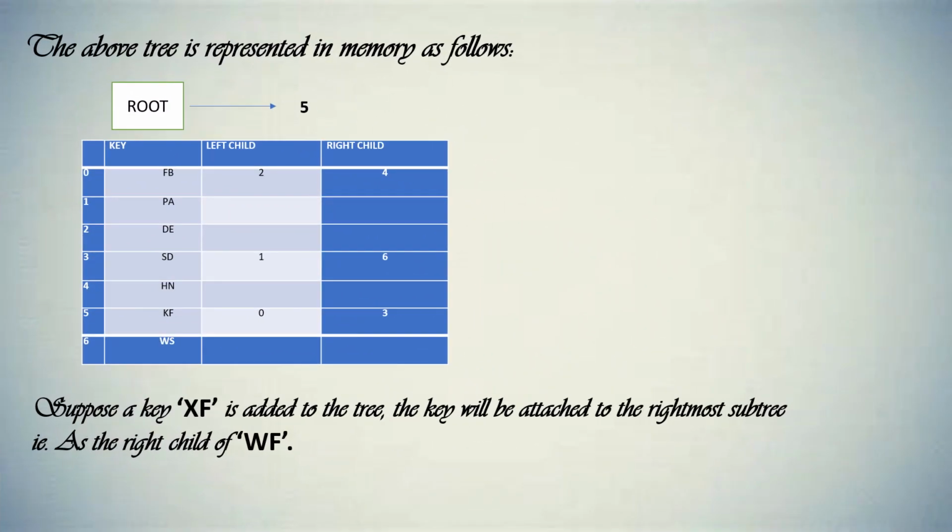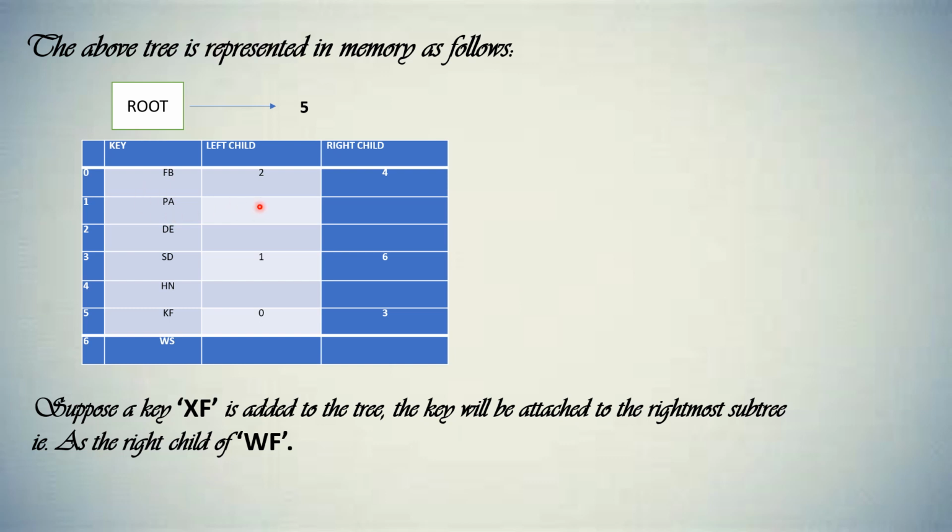The above tree is represented in memory as follows. Root, which is identified in the fifth index. This number represents the index and the second column indicates the key. Third represents the left child and next represents the right child. Zero is the index number of FB and the left child for this is the second one, that is DE, and the right child is the fourth one, that is HN.